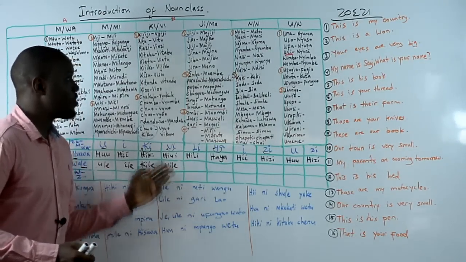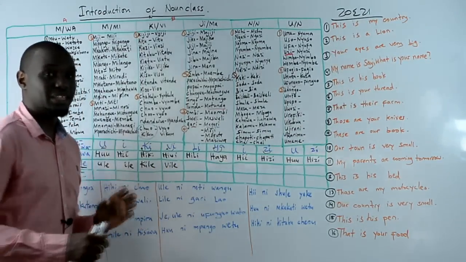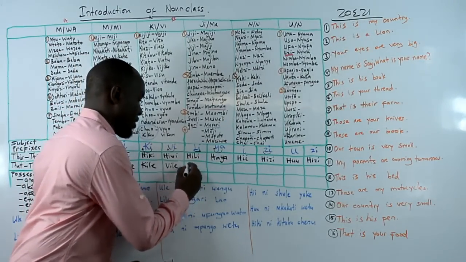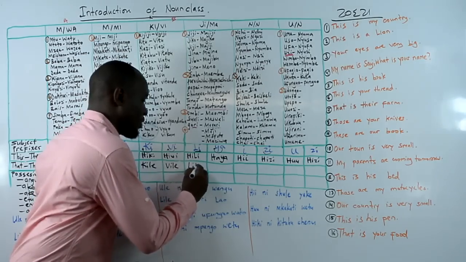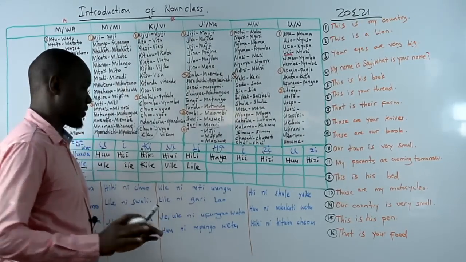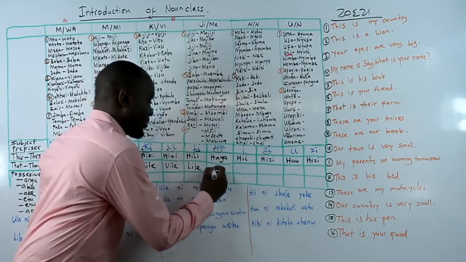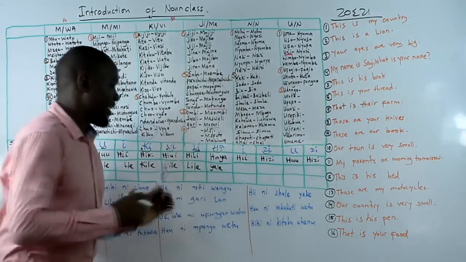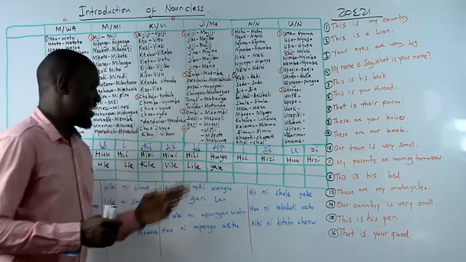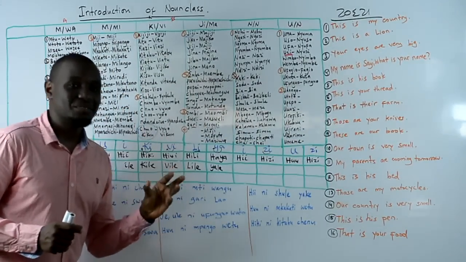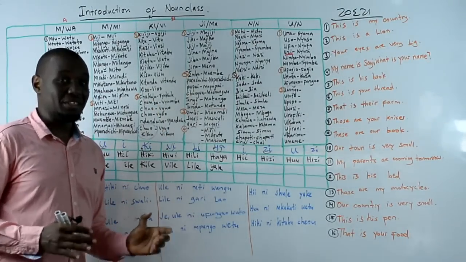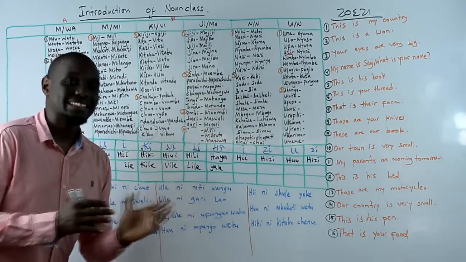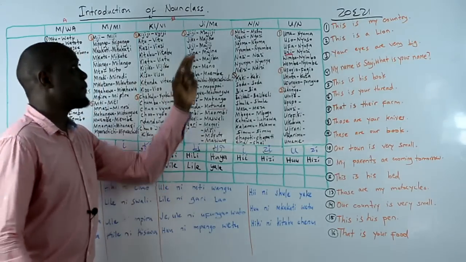So now, what do you say for the ji-ma noun class? That and those. You know that. This is our subject prefix, so we write it down. Li, and le should be there to say that and those always. So lile and yale. Ya should be there because it is our subject prefix for ji-ma, and le should be there. Yale. So to say that is a city will be lile ni jiji. That is the big city. Lile ni jiji kubwa. And those are cities, will be yale ni majiji.